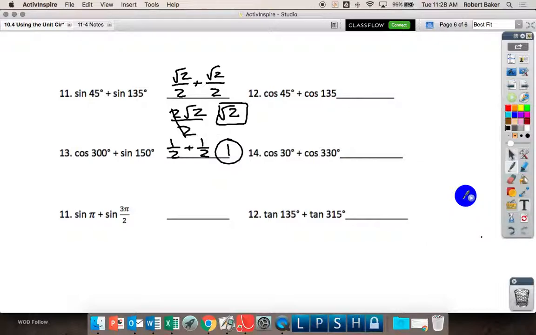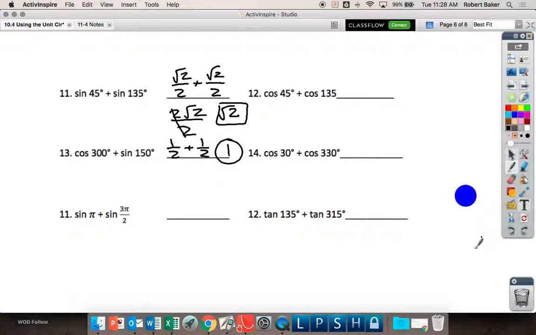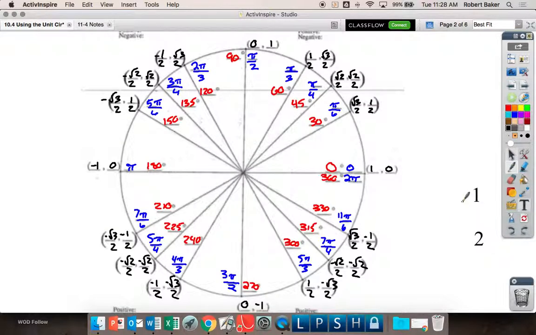Go back to my unit circle. The tangent of 135 is negative square root of 2 over 2 divided by the negative square root of 2 over 2. Let me write that down. Plus the tangent of 315: negative square root of 2 over 2 divided by negative square root of 2 over 2.